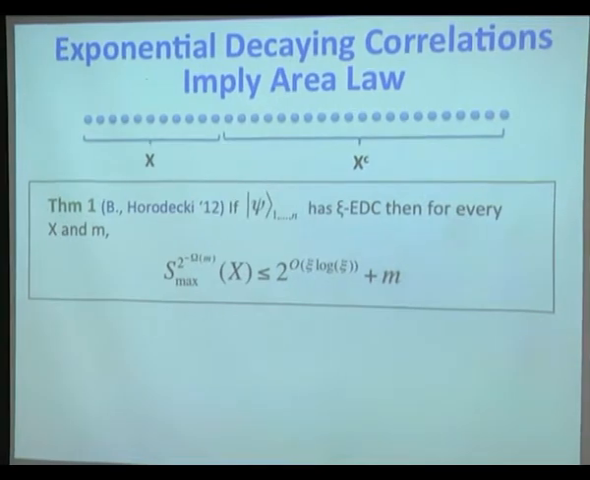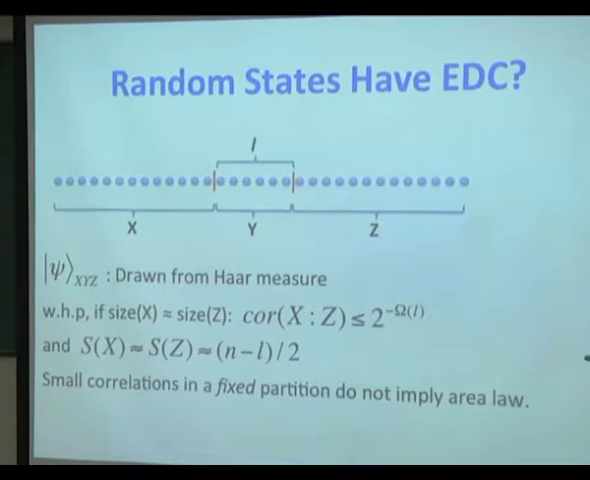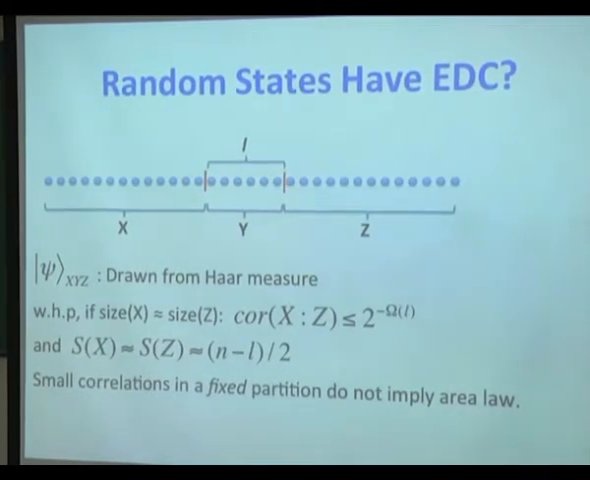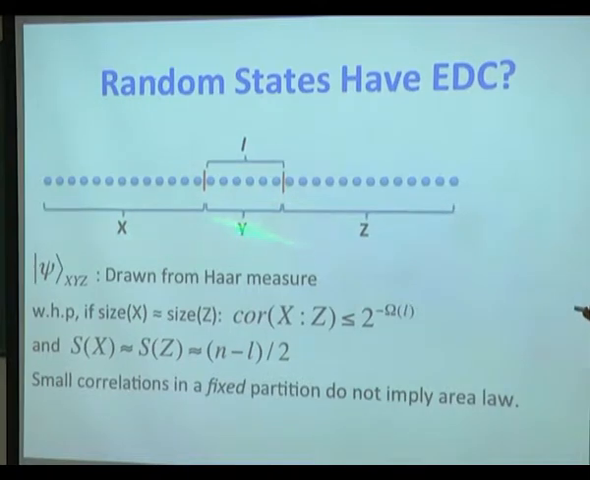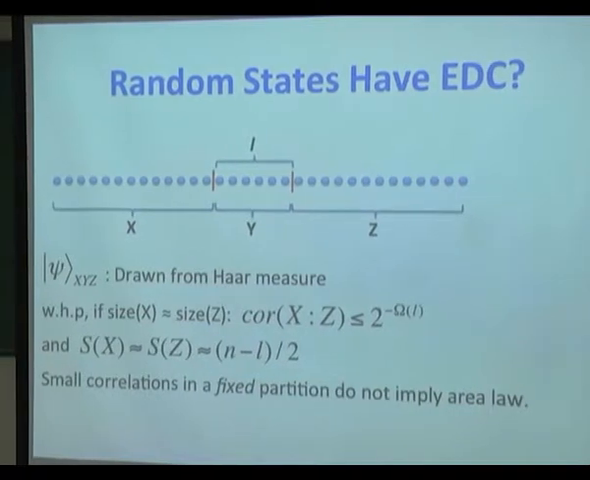But we already saw this yesterday. Okay, and then another thing that I show you, just to try to build some more intuition, is, again, let's consider random states, right? And these are the properties that I just showed you from them. If you choose size of x approximately size of z, the correlations are very small, but the entropy is very big. So this is bad for us. The conclusion is that if you have small correlations in a fixed partition, this does not imply area law, right? We have to do something else.